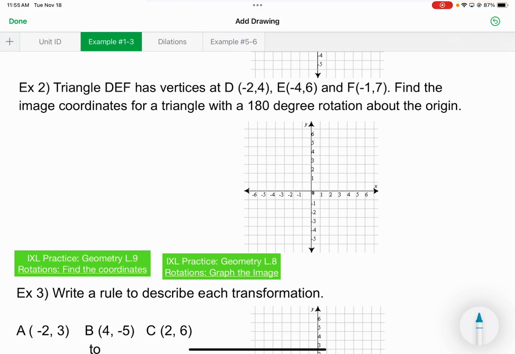Let's do this. All right, D is at negative 2, 4. E is at negative 4, 6. And then F is at negative 1, 7. All right, so D, E, F.